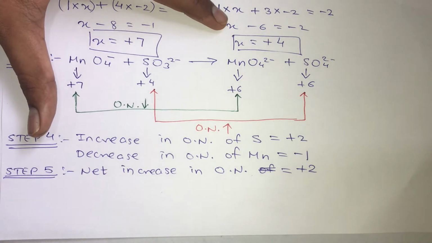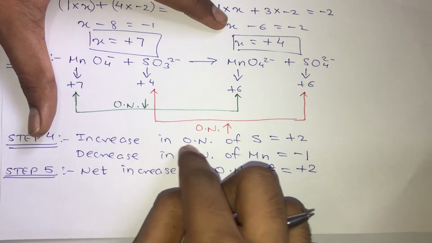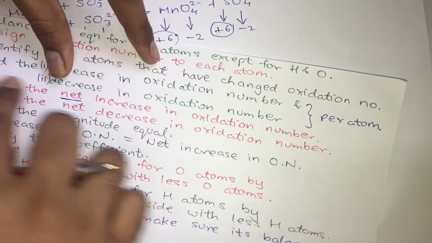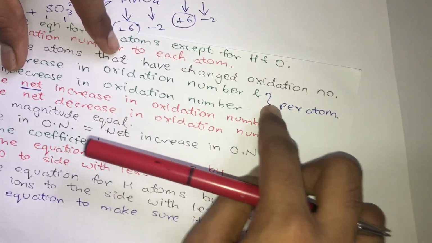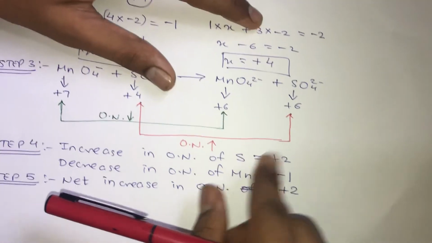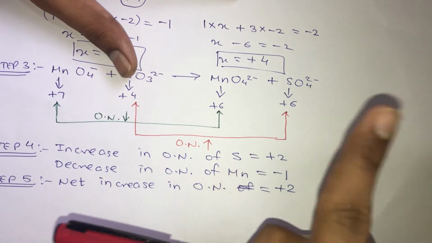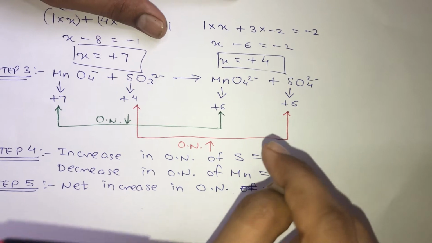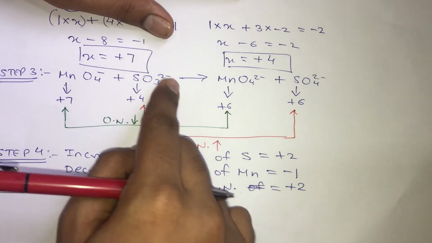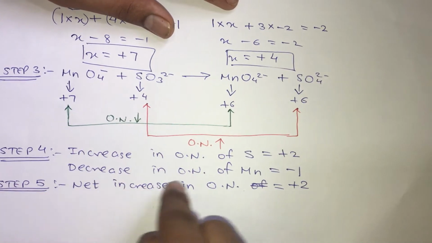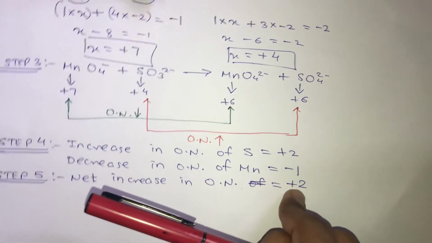I repeat myself again. The increase in oxidation number for one sulfur atom. Can you see over here? Our step 4 was for per atom. So the increase in oxidation number for one sulfur atom is plus 2. Therefore, let's first find out how many sulfur atoms are there. There is only one sulfur atom, so the net increase in oxidation number will also be plus 2.